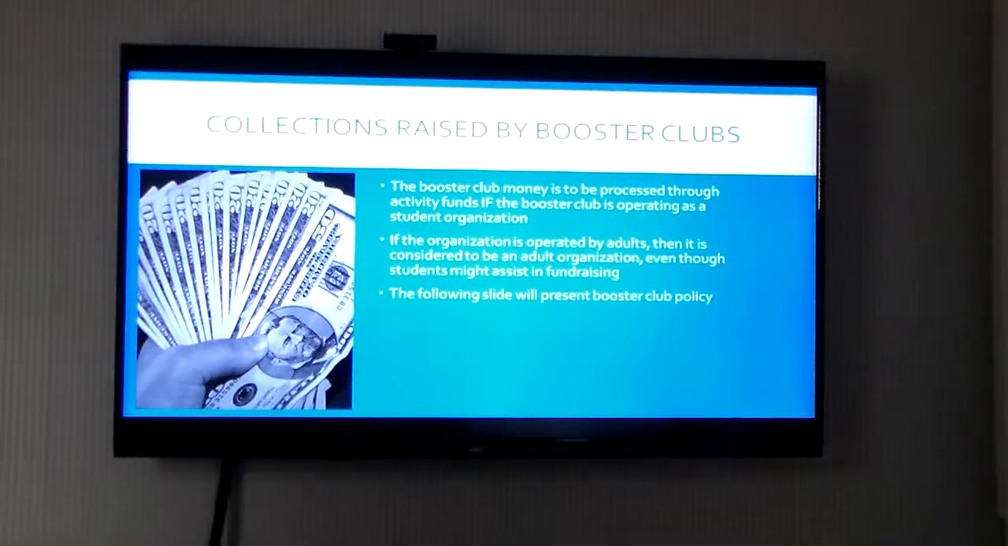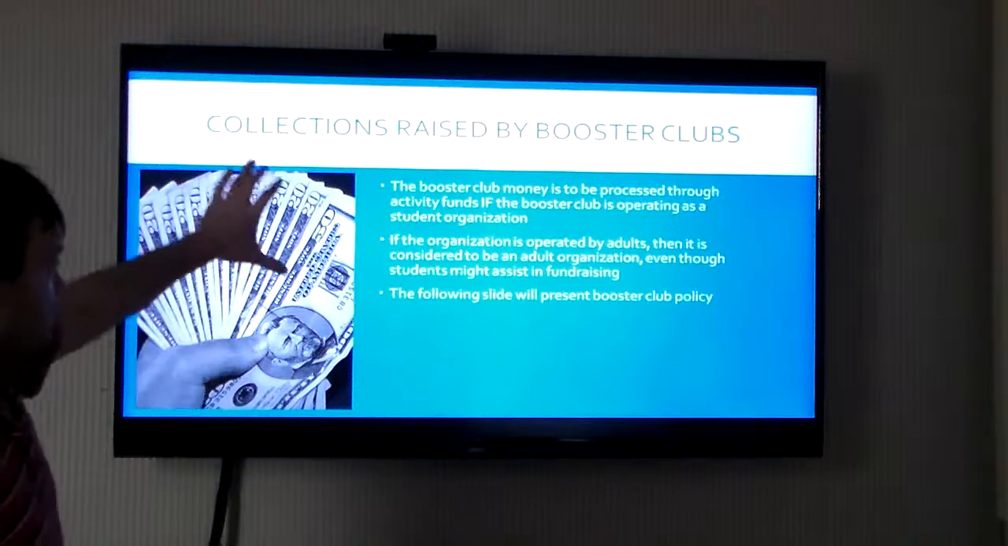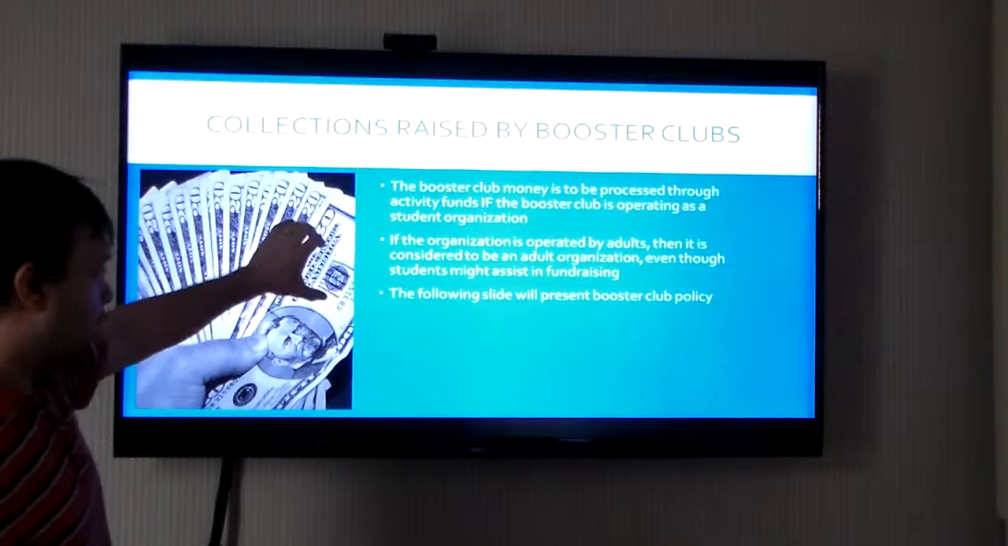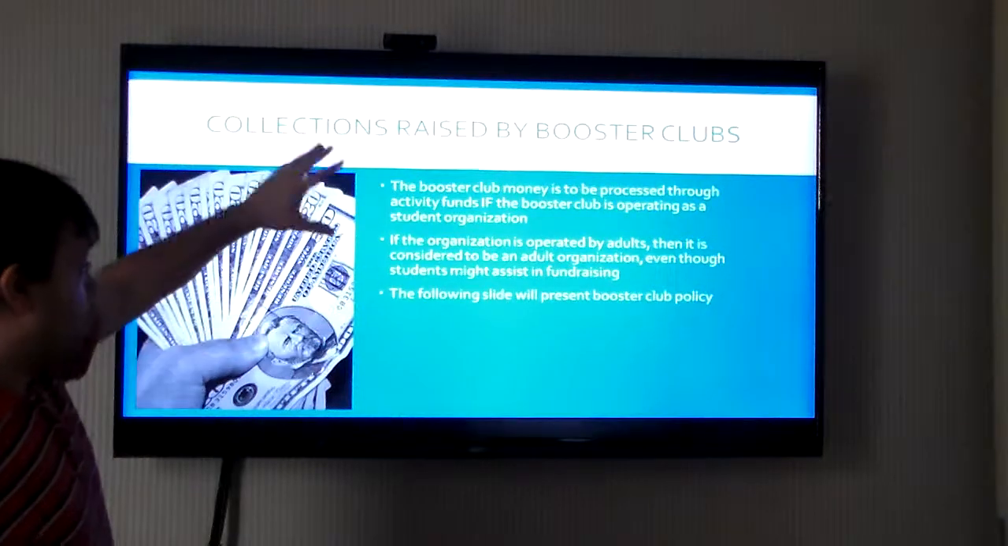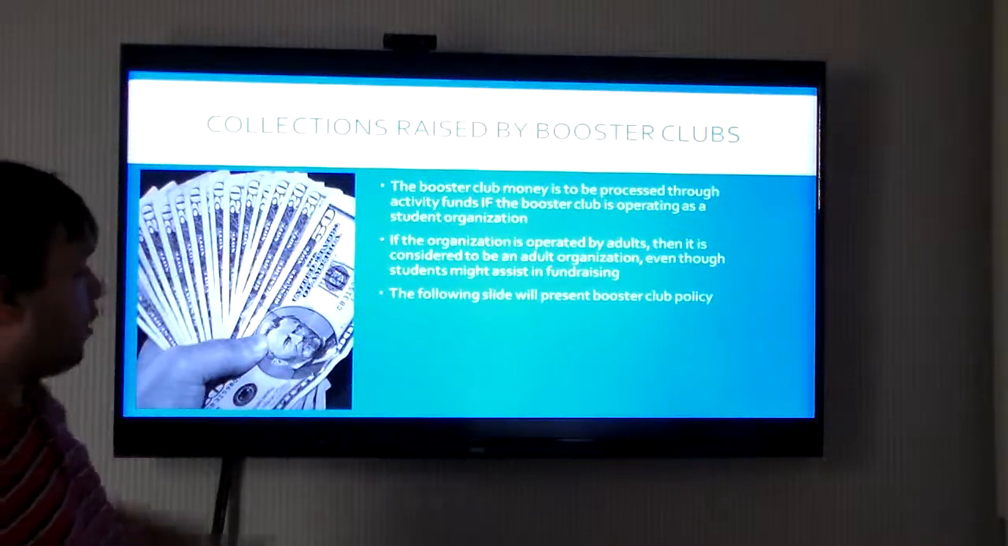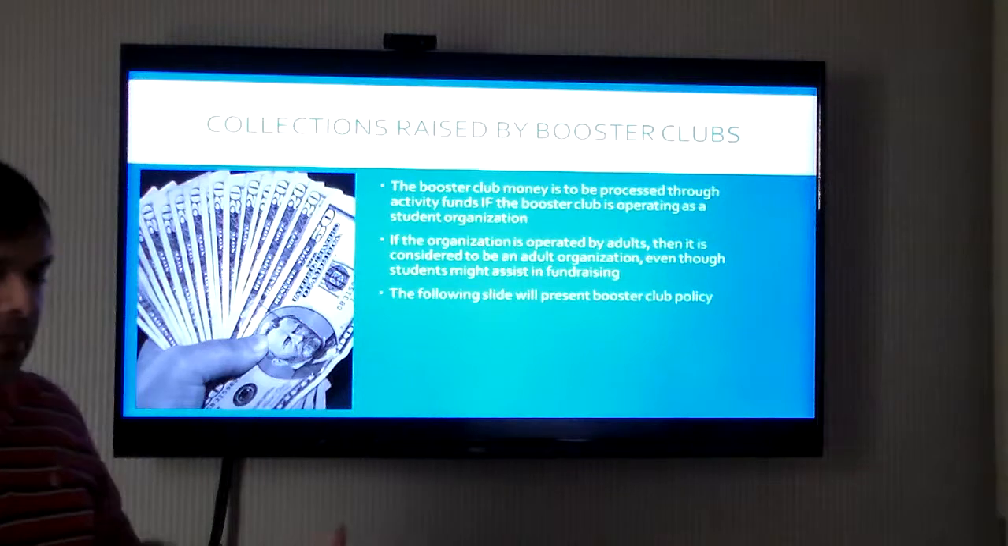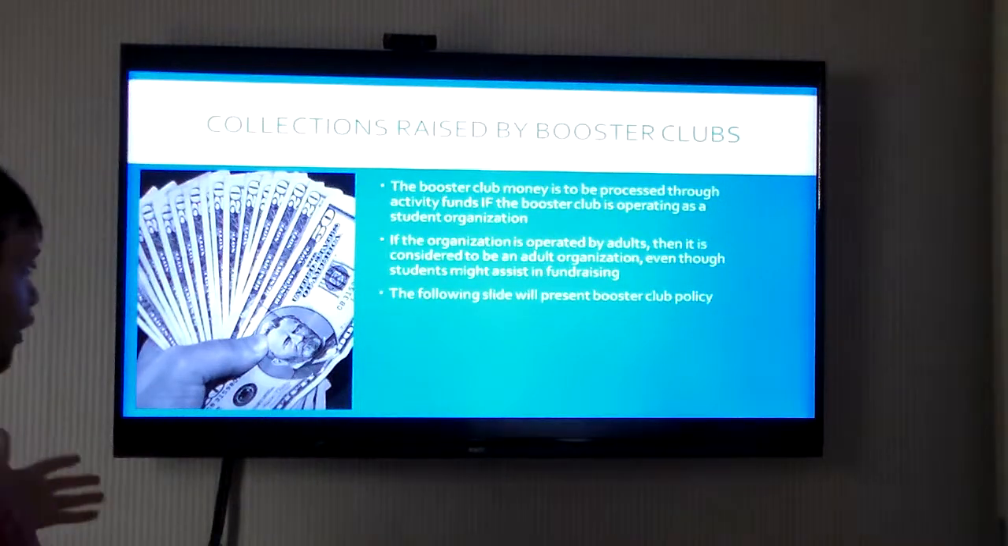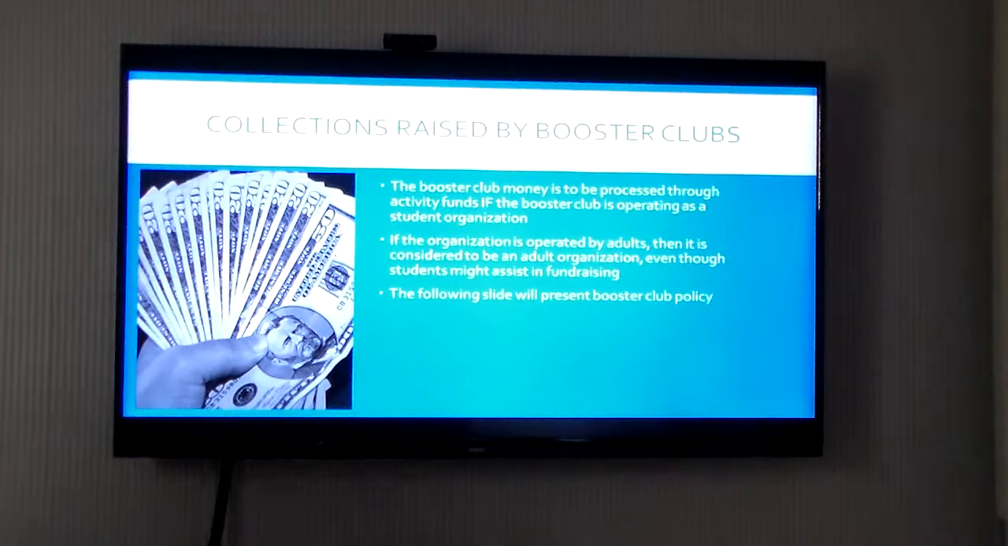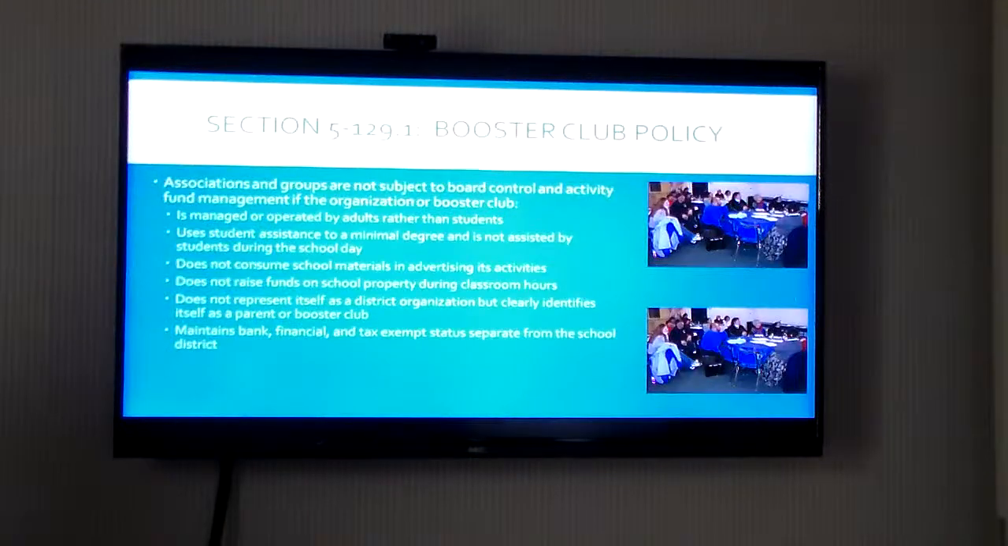So, booster clubs. We're going to look at the policy on the next slide, but we mentioned this briefly when we were looking at money in schools. If the organization is operated by adults, it's an adult organization. If it's a student organization, then it's processed through activity funds. They're student activity funds, but it still falls under the general procedure of activity funds.